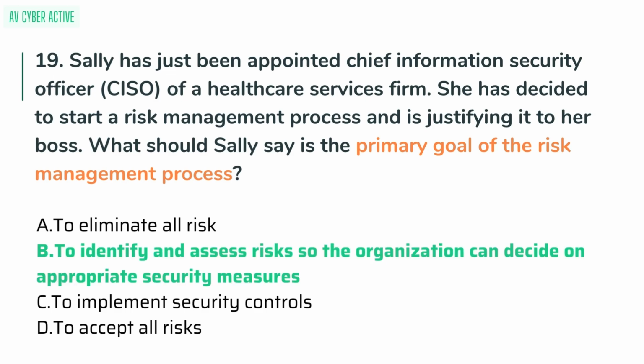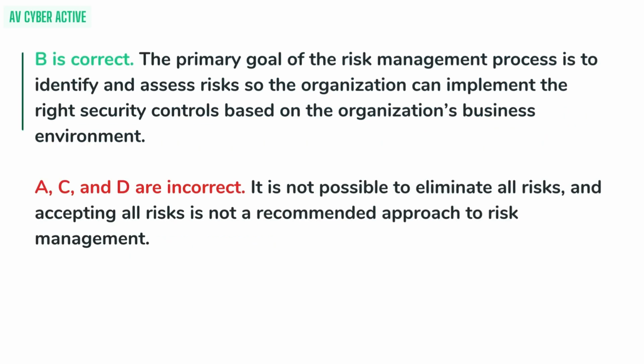B is correct. The primary goal of the risk management process is to identify and assess risks, so the organization can implement the right security controls based on the organization's business environment. A, C, and D are incorrect. It is not possible to eliminate all risks, and accepting all risks is not a recommended approach to risk management.